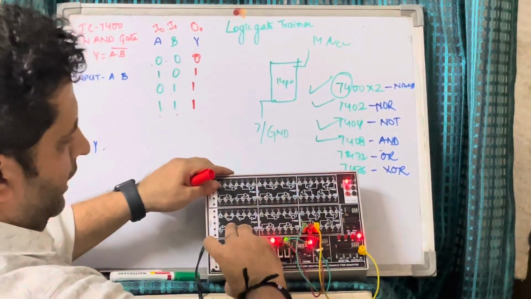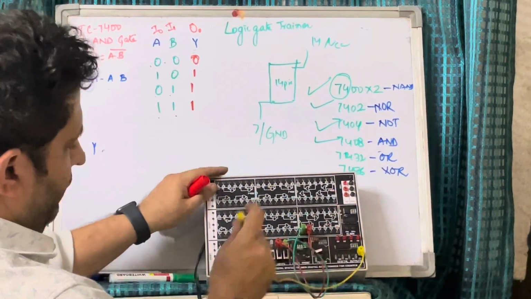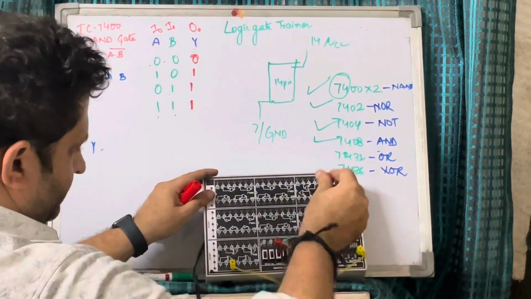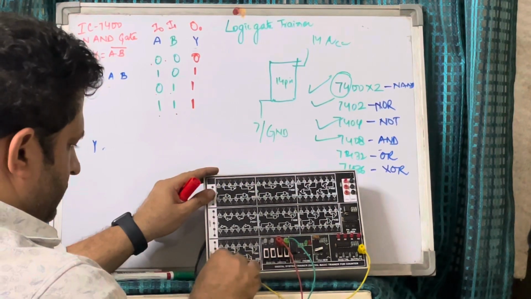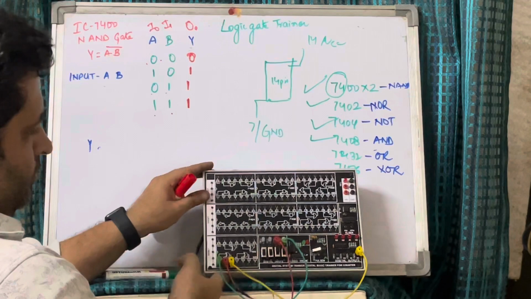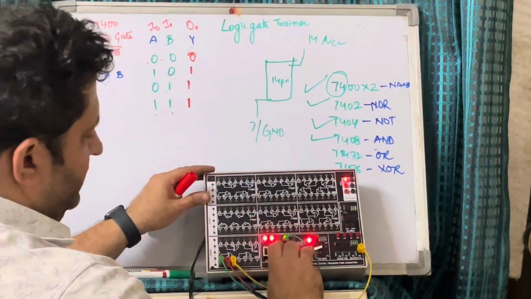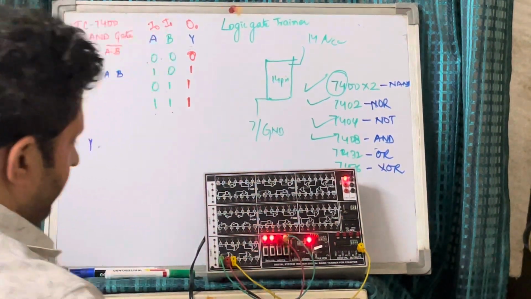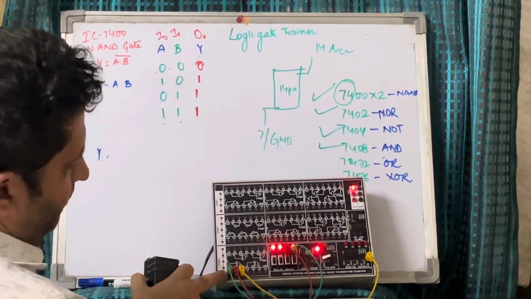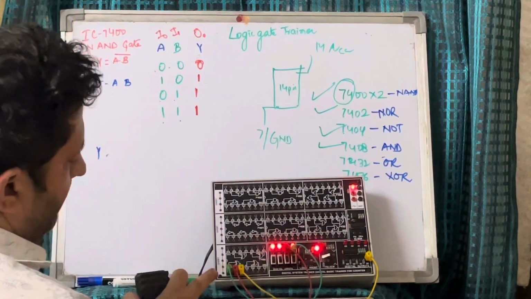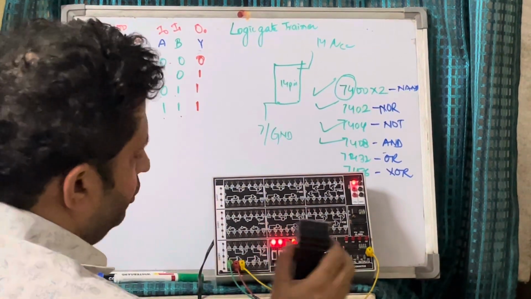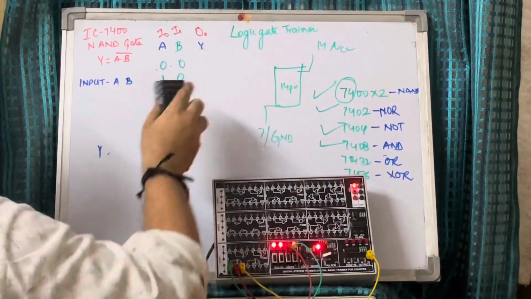Now we are going to do the last connection, 7486. This is an XOR gate. So again what I have done is I have connected pin number 1 to I0, pin number 2 to I1, output to O0. Now we will see the result.